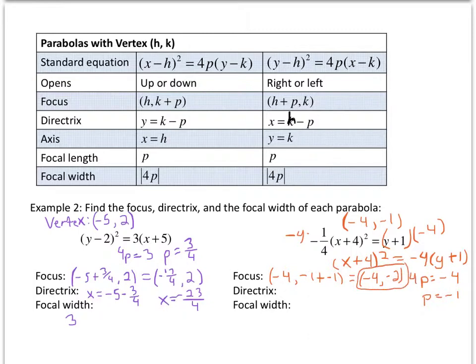for our focus. Our directrix, since we're changing y here, is going to be our negative 1 minus a negative 1, so that's really plus 1. I didn't mean to put that parentheses there. So that means that y equals 0 for this one. The focal width is the absolute value of what was in front of our parentheses with y, so our focal width is 4.